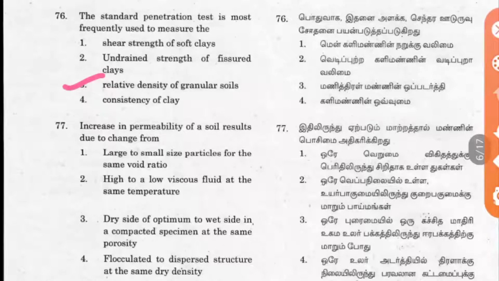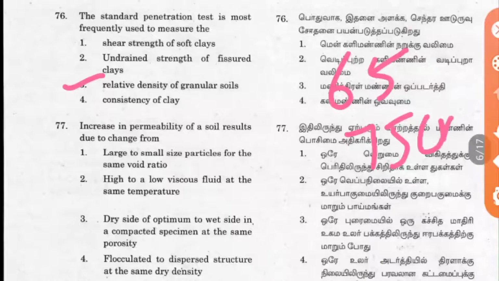So normally they will be counting how many blows we are doing with the hammer. The hammer will be of 65 kg and the height of fall is 75 centimeters. So you can take note of this. With this hammer they give a blow, and they will measure how many blows are needed for 30 centimeter penetration. That will be your SPT value.